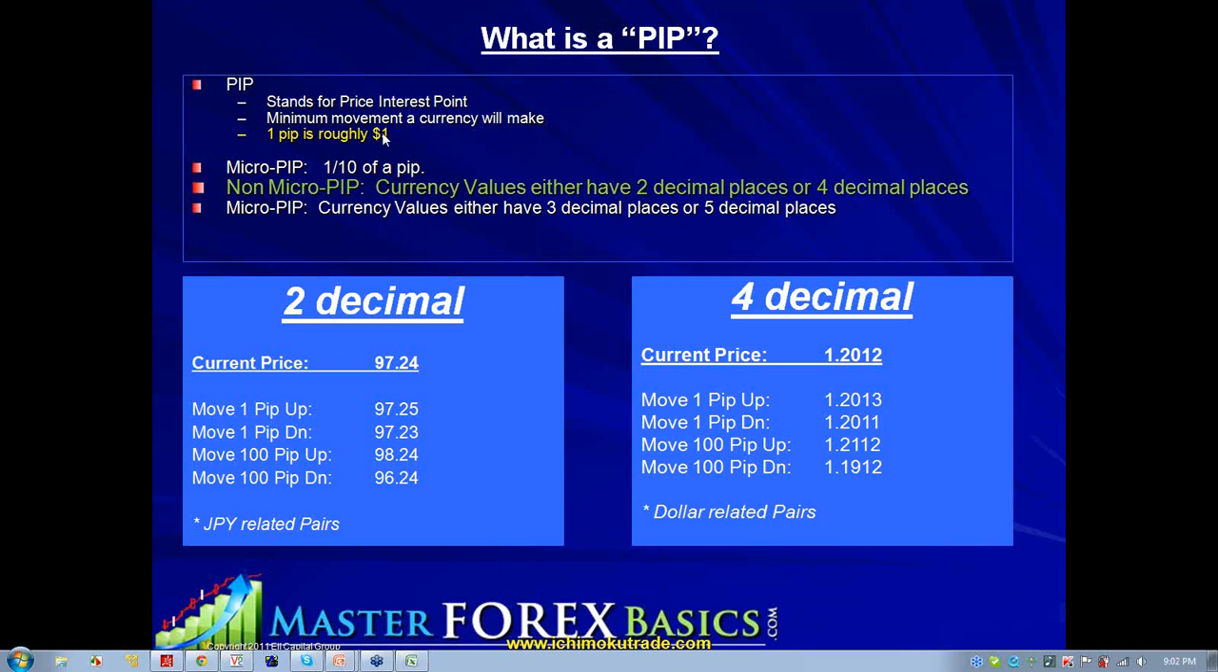Go ahead, whoever is the next person. Yeah, it's Rebus here. This one pip is roughly $1 thing, I'm trying to figure out why. Does that have something to do with the leverage or the lot size? Well, don't worry about the lot size right now. Just take it for granted that one pip is $1 for right now, and I'll tell you why in a minute.